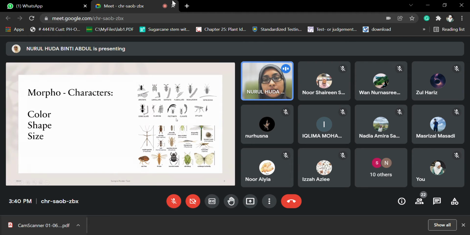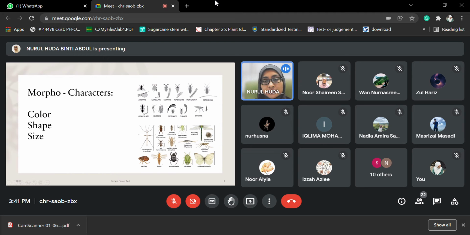We have a lot of different type of antenna. Maybe you may found later, which is almost slightly different from the one listed here. Juga mungkin dia ada a bit different in shape, okay.